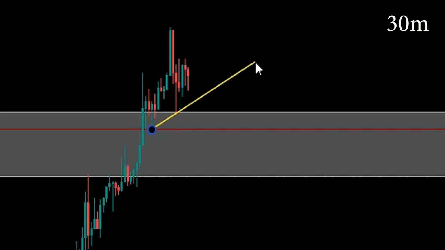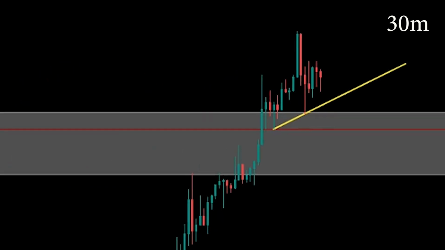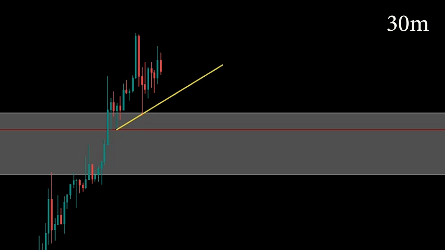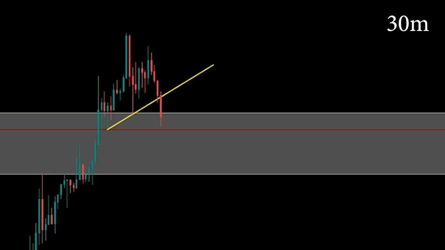In uptrends, connect the lows, and in downtrends, connect the highs to draw the trend line. Now, wait for the price to break this trend line with a strong candlestick. At this point, you're ready to enter a position.